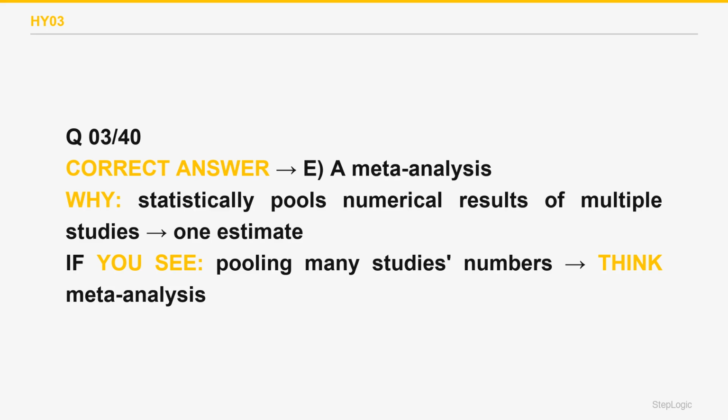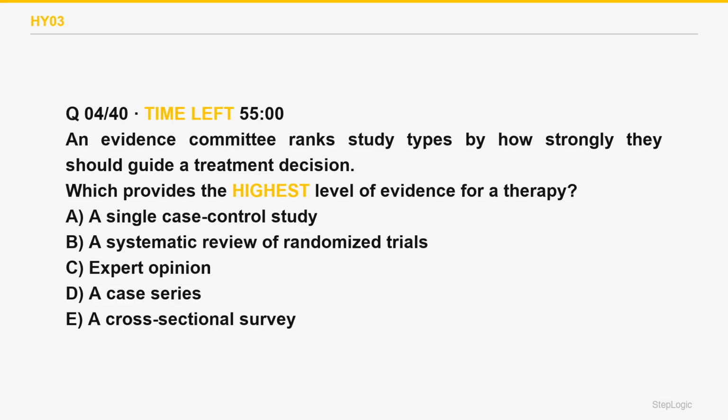A systematic review is the structured search and appraisal of the literature. It becomes a meta-analysis only when the results are also statistically pooled, which is the step described here. Choice A wrong. A narrative review summarizes studies informally without a quantitative pooled estimate. Choice D wrong. Pooling many studies' numbers is a meta-analysis, which provides the highest level of evidence for therapy.